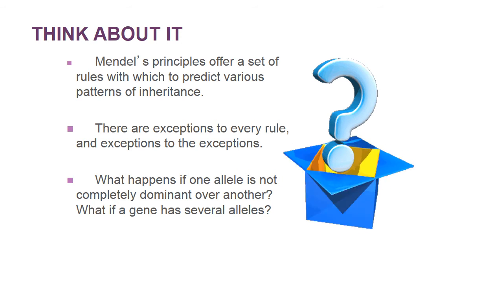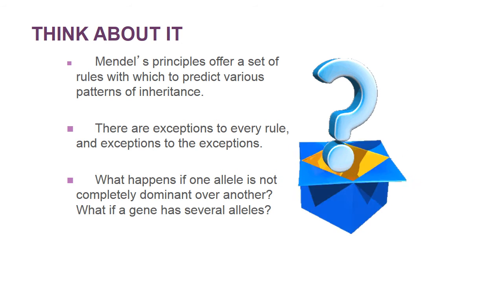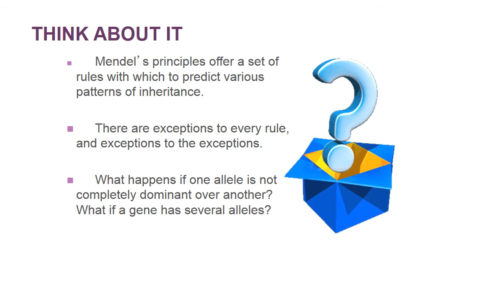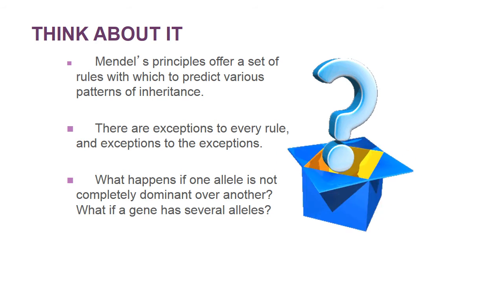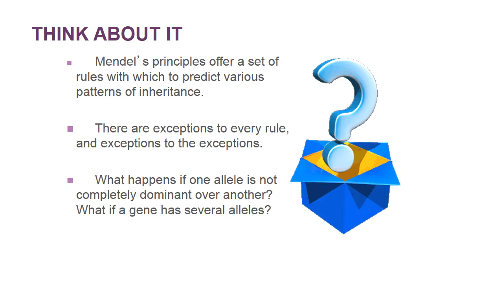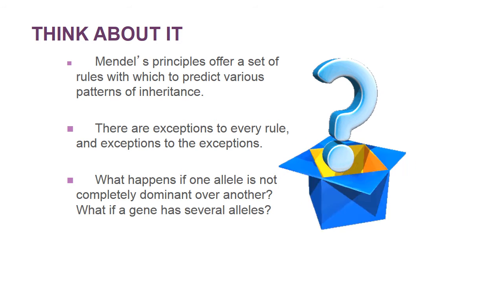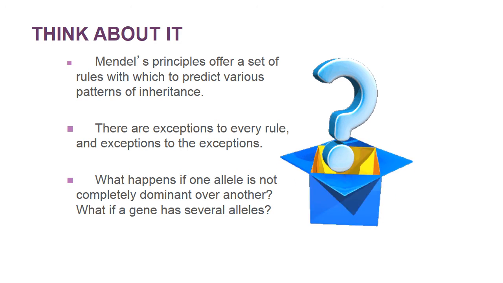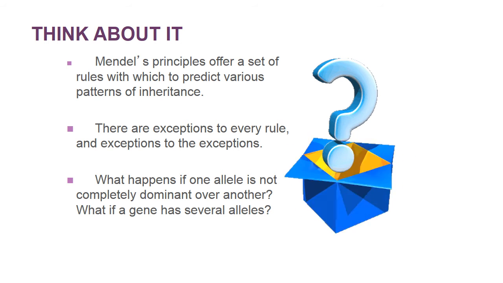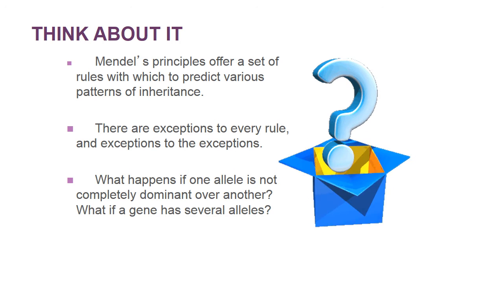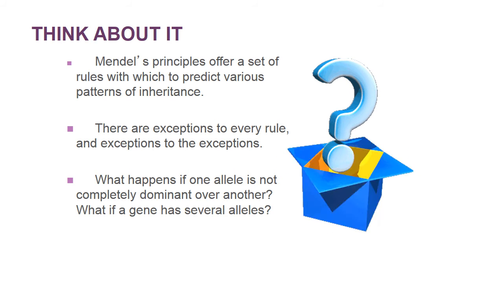Last term we studied Mendel's principles, and we learned a couple of rules that occur with the rule of simple dominance, or the principle of simple dominance. Well, there's exceptions to these rules, and then there's exceptions to the exceptions. So what exactly happens if an allele is not completely dominant over another? Or what if there are several alleles for a gene? So we're going to look at those in this section.